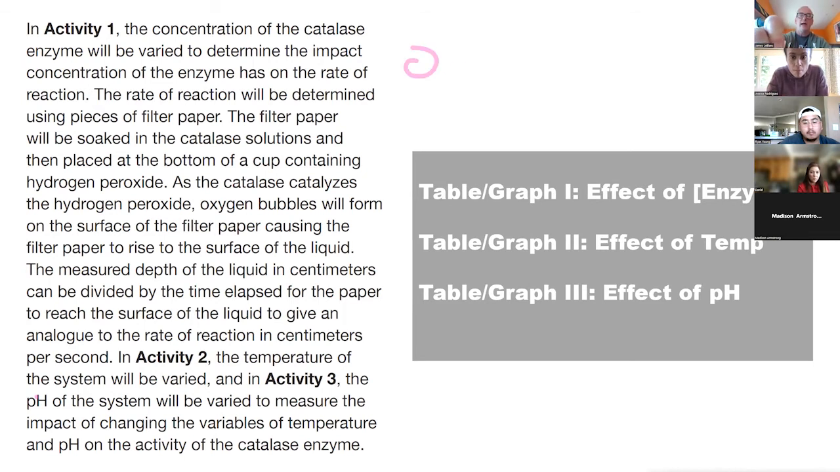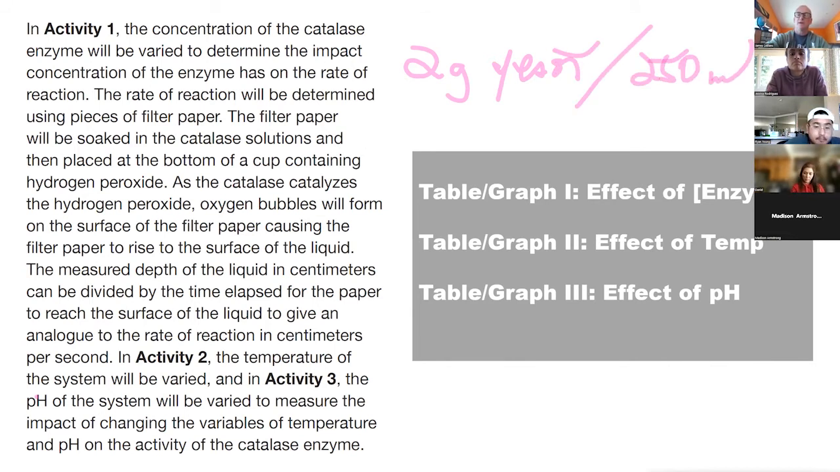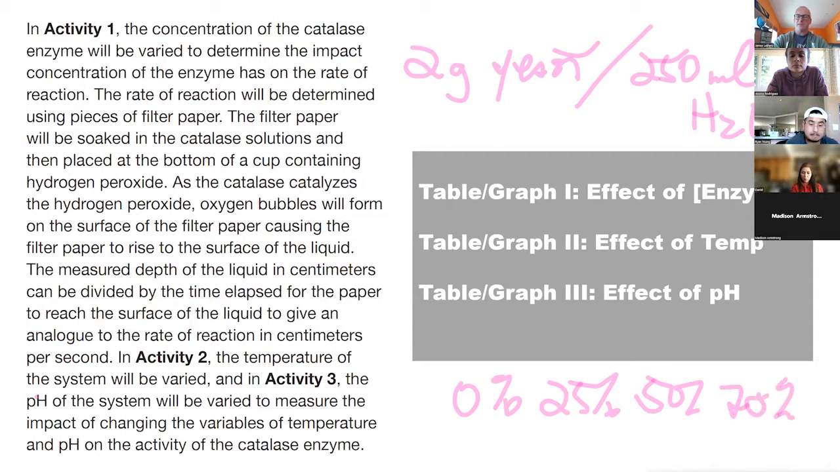We're going to take 2 grams of yeast and mix it with 250 mils of water. And then just let that dissolve, let the catalase be released from the dried yeast into the water. And then we're going to use 0% catalase, 25% solution, 50% solution, 75% solution, and 100% solution.